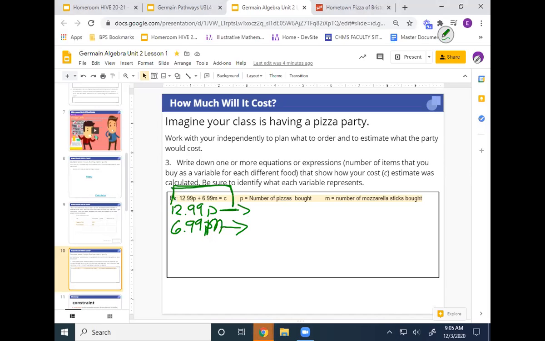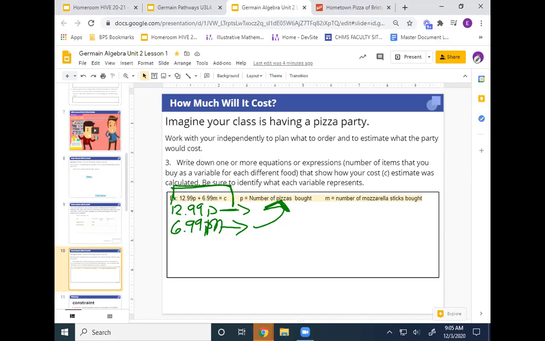So you're going to write out your equations and expressions, identifying what each of the variables represents. Does that make sense? I want you to get started right now. Take the last 10 minutes of class to get started on planning your pizza party. If you finish, you can start to write your expressions. For the last bit of it, I want you to watch that video to go through whatever you don't get done. Does that make sense?